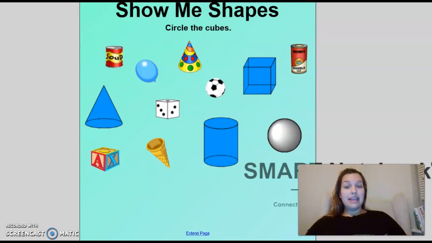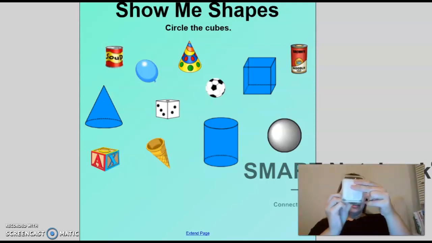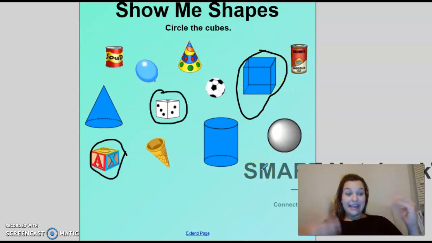I want you to pause me, and I want you to find all the cubes this time. Remember, a cube is like our candle. It's got the 6 faces. Go ahead, pause me, and find those cubes. How many cubes did you find? Let's see if we found the same ones. 1, a block. 2, the dice. And 3, the 3D picture of a cube. Did you find all of them?